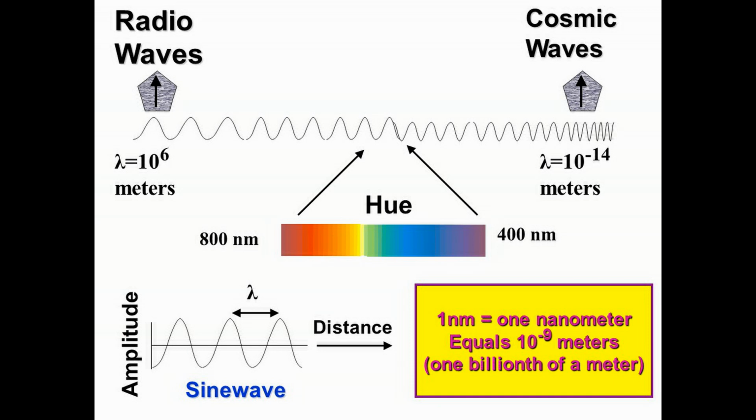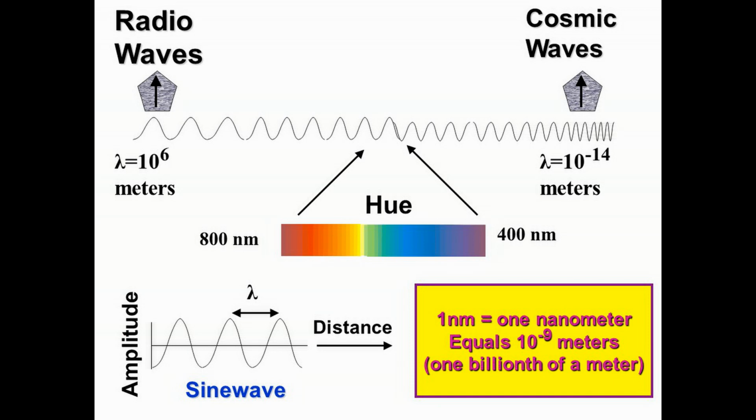At the other end of the spectrum, you have cosmic waves. Here, the distance between adjacent peaks of the sine wave is 10 to the minus 14 meters, which is tiny, tiny, tiny. Can our bodies detect cosmic waves? No. We need to build instruments in order to detect their presence. But looking in the middle of this electromagnetic spectrum, you will see the tiny portion of it that we can detect with our bodies and that we experience as light.